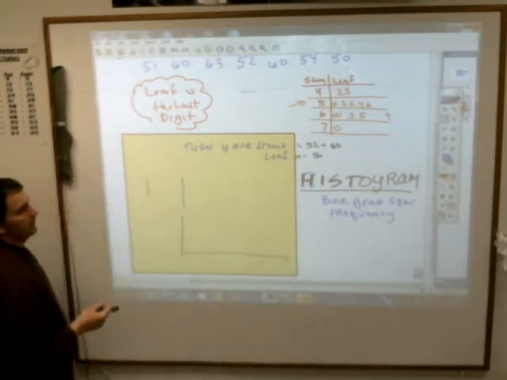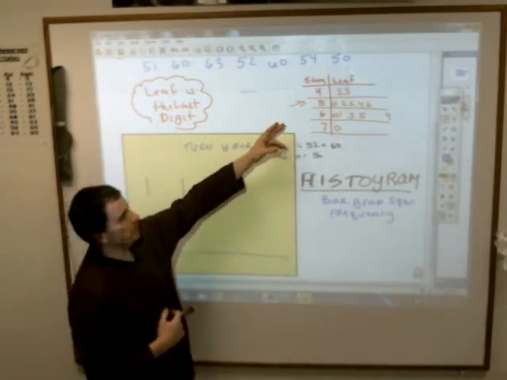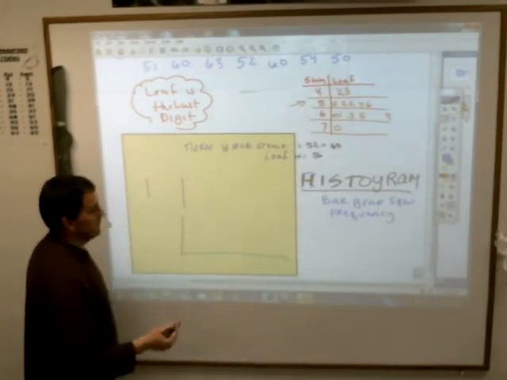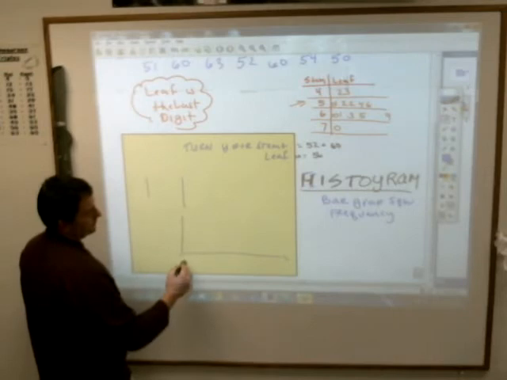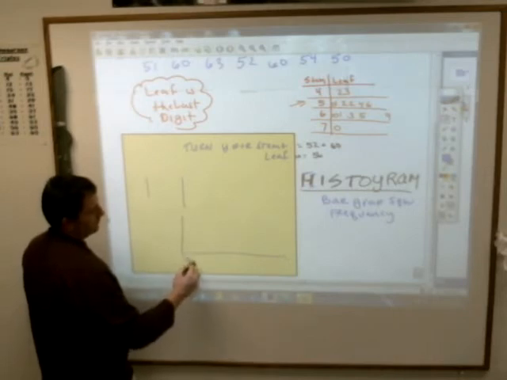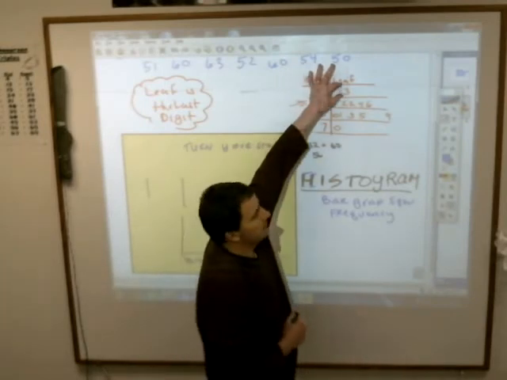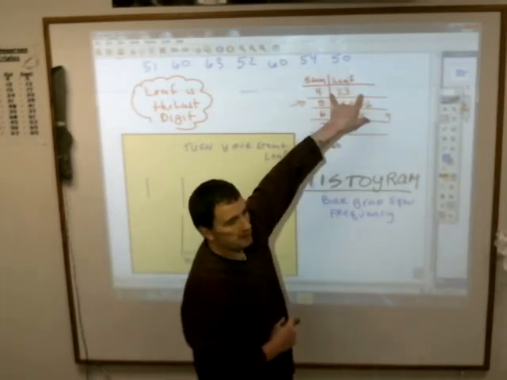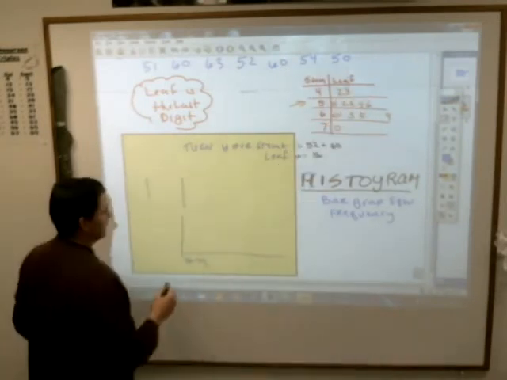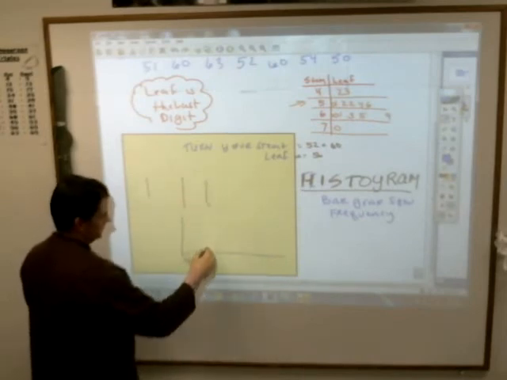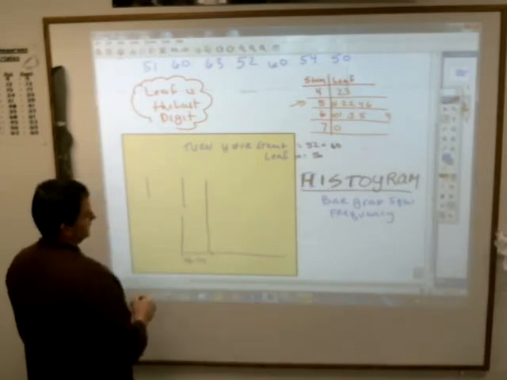Okay. Now, on my bottom are going to go these numbers here. I want to know how many digits there are between, and the first bar is going to be between 40 and 49, because that's what this represents. That leaf part right there is everything between 40 and 49. So I'll draw this little line here.